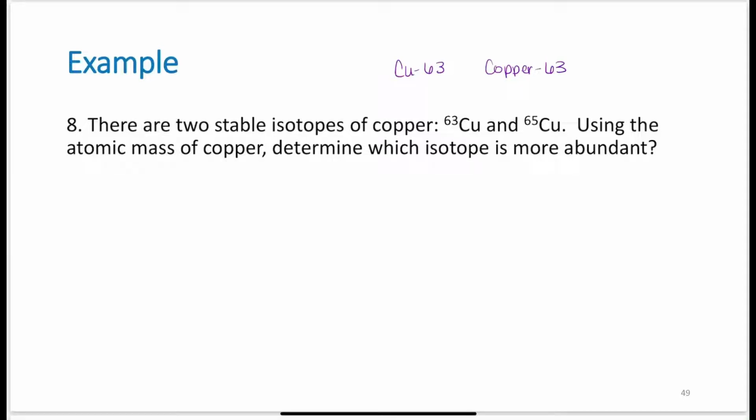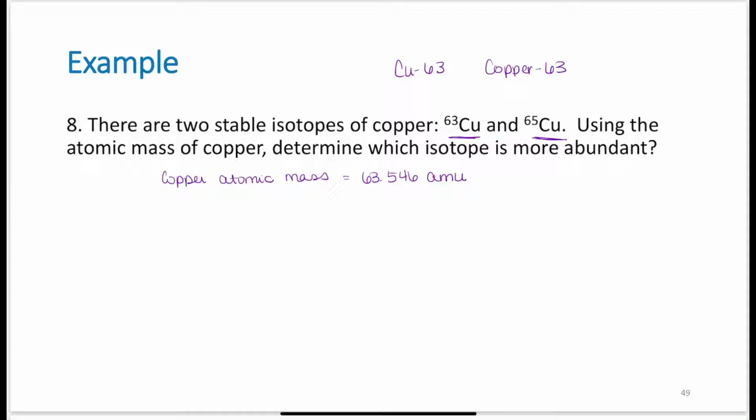Well, go to your periodic table and look up where copper is. According to my periodic table, the atomic mass of copper is 63.546 AMU. If I know these are the two stable isotopes of copper, that means those are the two isotopes that contribute the most to this mass of copper.